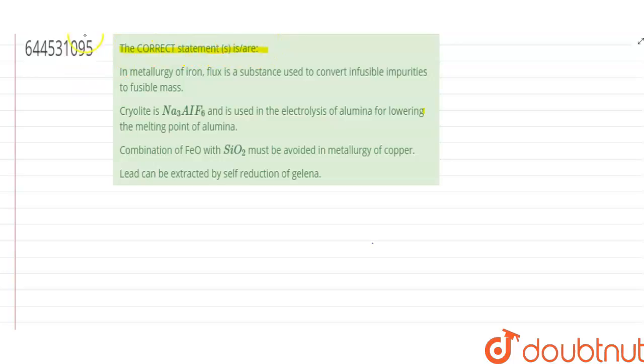The question given here is: the correct statement is or are. So there are 4 options given to us and we have to check whether these statements are correct or not. Let's see the first statement given here, that is, in metallurgy of iron, flux is a substance which is used to convert infusible impurities to fusible mass.